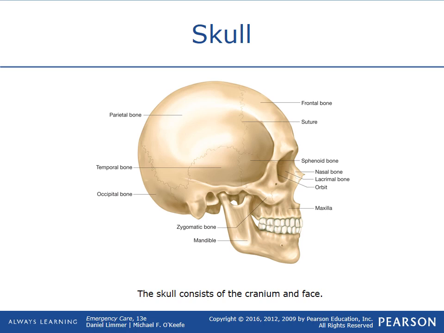The temporal bone is that side bone of the skull, and then you've got the parietal bone on top, and then the frontal bone, more or less your forehead.